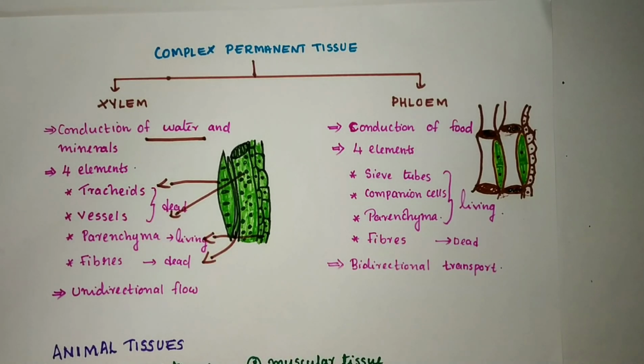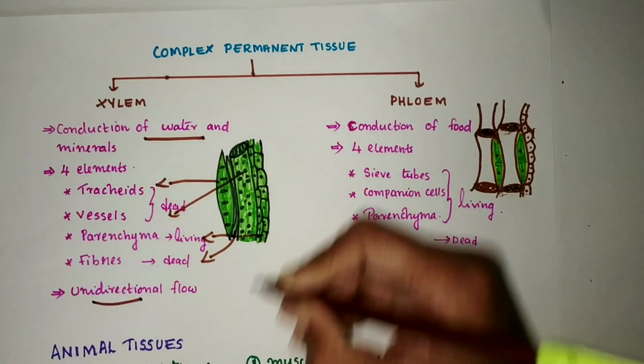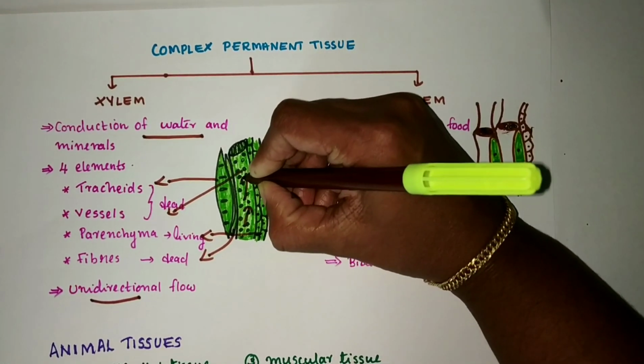So upward conduction of water is the main function of xylem. Roots absorb water and xylem will carry this water to all other parts of the plant. So it shows unidirectional flow. Only upward flow will be there in xylem.